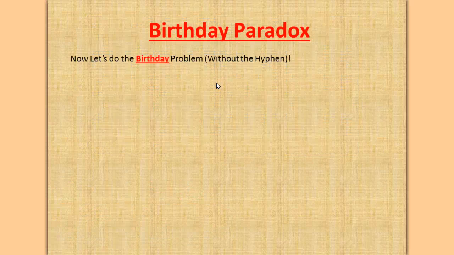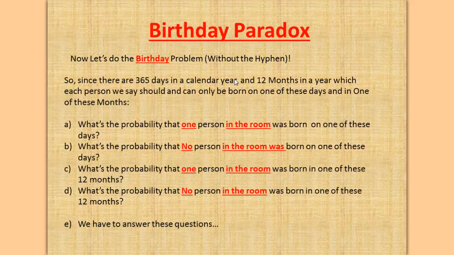Okay. Now let's do the birthday problem without the hyphen. Since there are 365 days in a calendar year and 12 months in a year, each person can be born on one of these days and in one of these months. What's the probability that one person in the room was born on one of these days, as before? What's the probability that no person was born on one of these days, as before? Okay, we did that before. But now here's the catch.